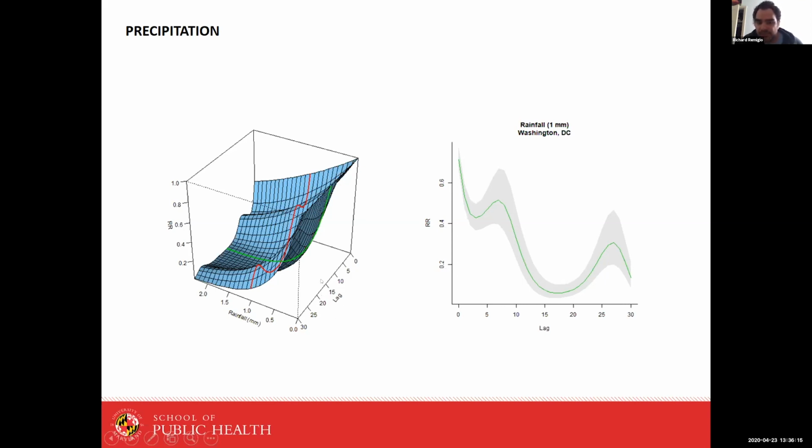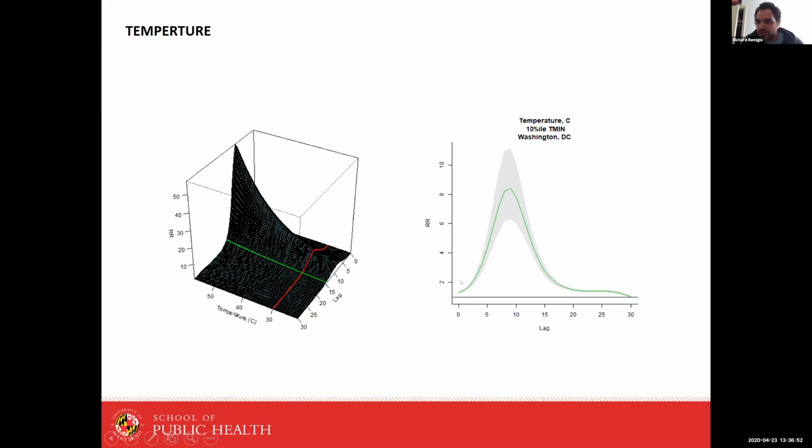If we take a cross section at 1 millimeter of rainfall and 15 days after the exposure event, assuming incubation has occurred, we see a dip in the rate ratio of coronavirus. Even though DC is already at a relatively low risk with respect to rainfall, we're seeing a major dip between 10 to 15 days.